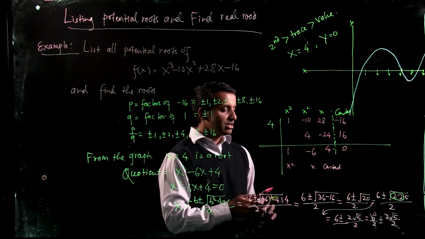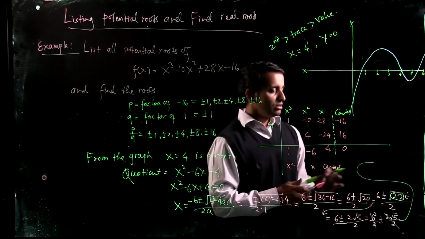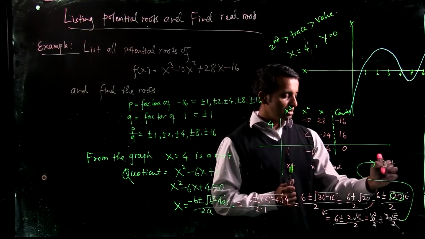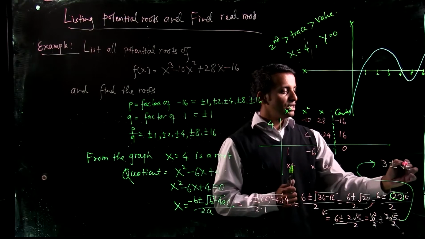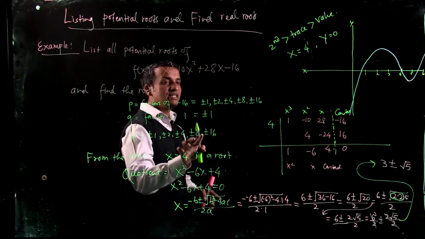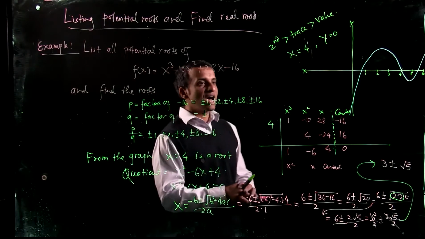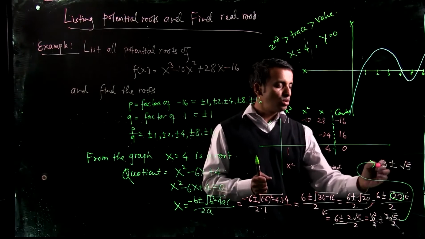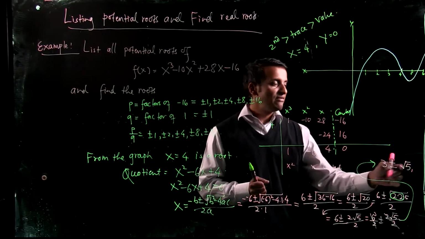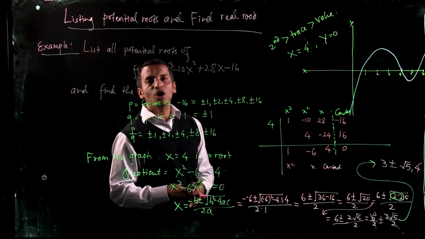So what is the final answer then? The final answer is 3 plus or minus the square root of 5. So that is for this quadratic quotient only. But what are the overall, the total roots? The roots are 3 plus the square root of 5, 3 minus the square root of 5, and then 4. So these are the 3 roots. This is how you find all the roots.